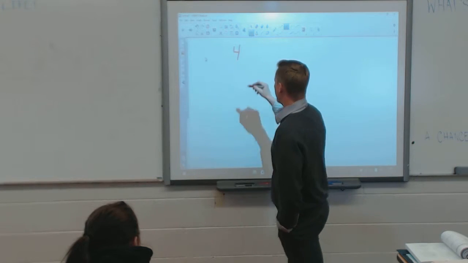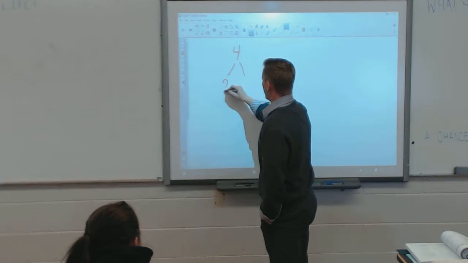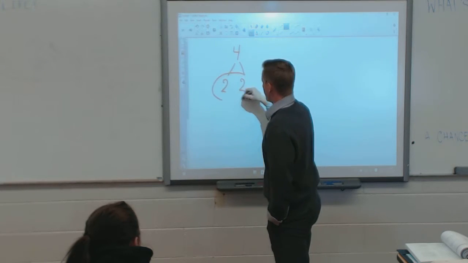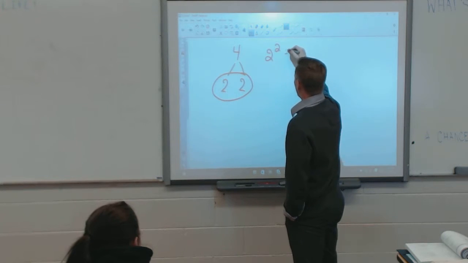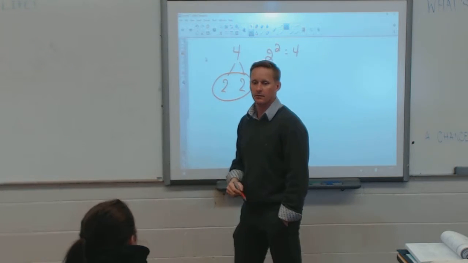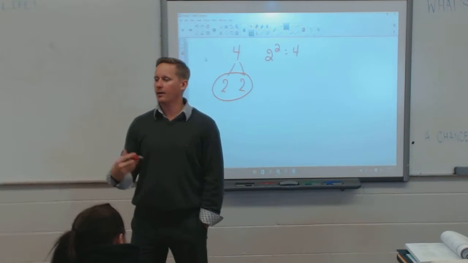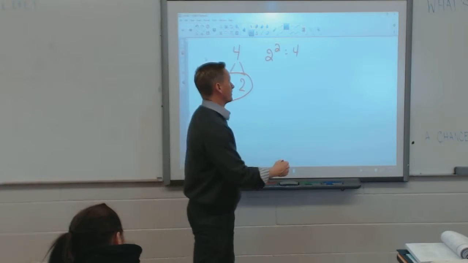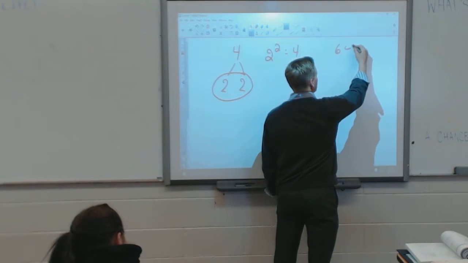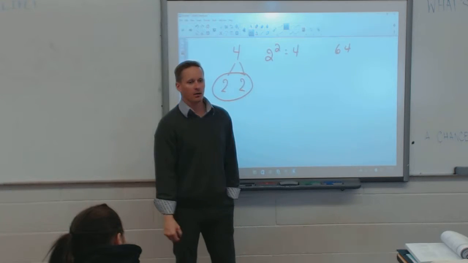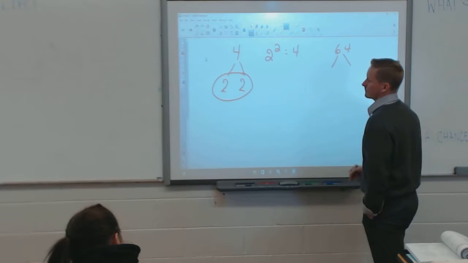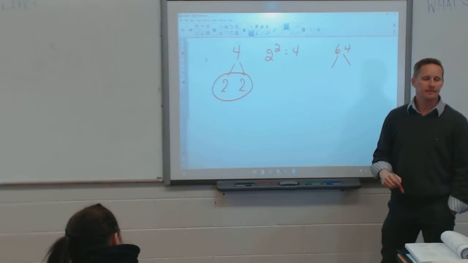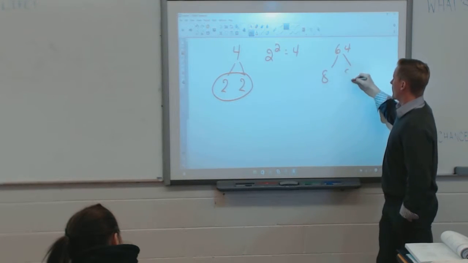Now I'm going to break this down. How do I know 4 is a perfect square? Because I have 2 twos, because 2 squared gives me 4. So how can I use this method for a larger number? For example, 64. Let's break it down into its prime factors. 8 times 8. Well, that worked out well.